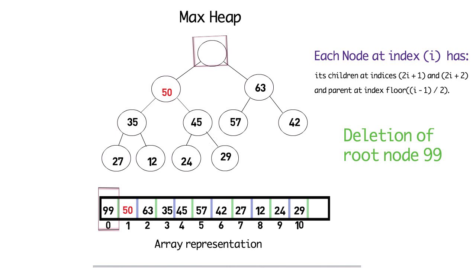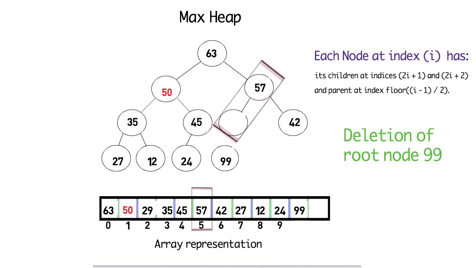Here 99 will be replaced with the last value of the array, which is 29. Then the array size is reduced by 1. Then the new root 29 is bubbled down until it reaches its correct position. It will be swapped with 63, then 57.